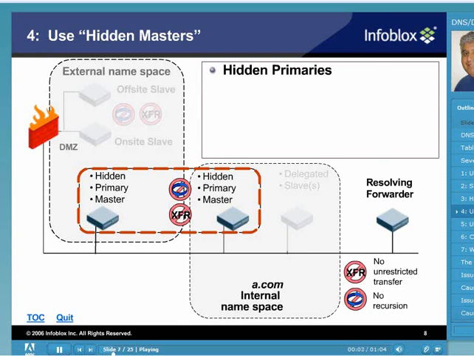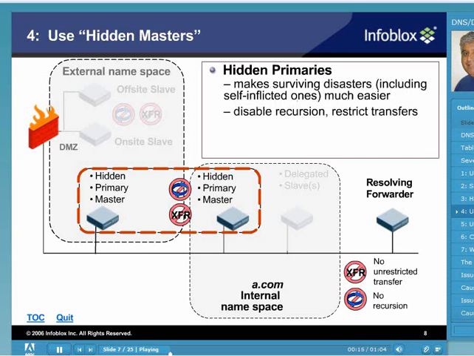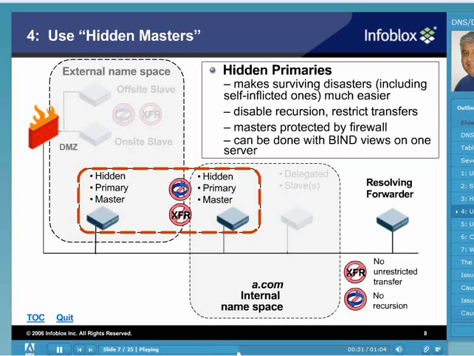The topology diagram gets a bit complex when we add in hidden masters, so let's review. Just to the left of the forwarder is a designated slave of the internal prime master. In the upper left, we have our external namespace, on-site and off-site slaves. We have then hidden primary masters, one for the internal namespace, one for the external. Hidden primary masters are not visible or query enabled by external clients and give us better disaster survivability.